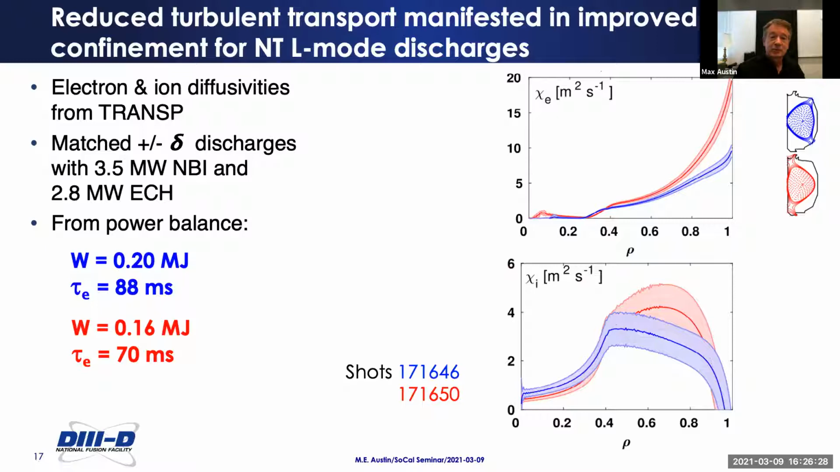And so the reduced turbulent transport, of course, manifests itself in improved global confinement. Here on the right are plots of electron and ion diffusivity as a function of radius. And you can see in the confinement zone a significant reduction in chi-e and chi-i. Again, these are matched discharges of the same heating power and density. And so from power balance, you can see these 20% improvements, both in the stored energy and the confinement time.